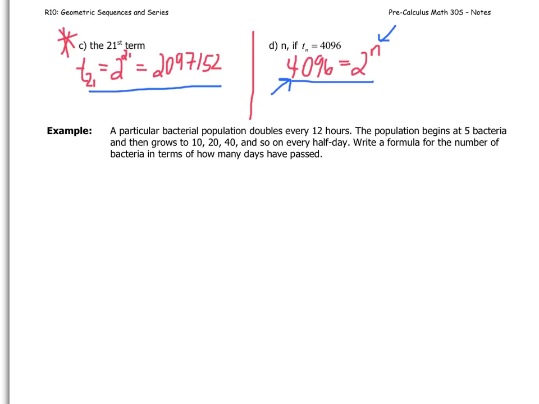Well, right now in grade 11, you don't actually have a method for solving this other than guessing and checking. And in fact, if you guessed n equals 12, you're right. 2 to the power of 12 happens to be 4,096. In grade 12, we'll develop a much better, cleaner method for finding that value.